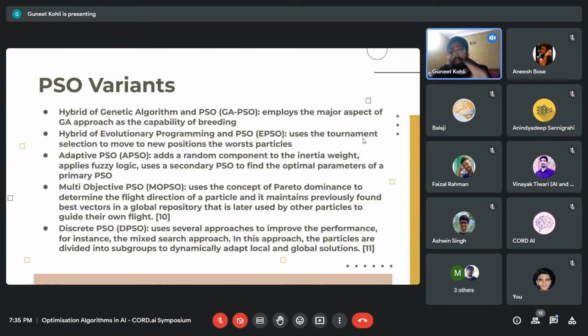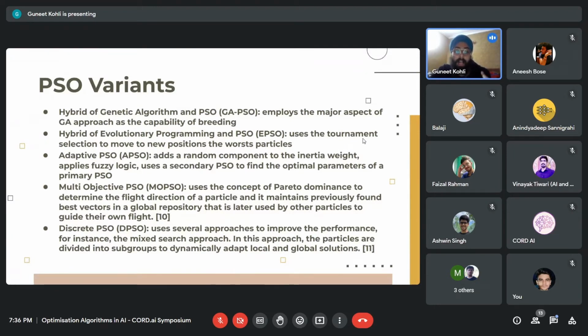Due to the simplicity of this algorithm, there are a lot of variations and a lot of combinations of PSO. My focus here is not to explain each variant, but rather to give you context about PSO. PSO has a lot of versions.